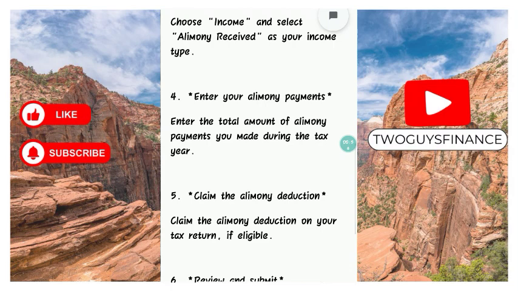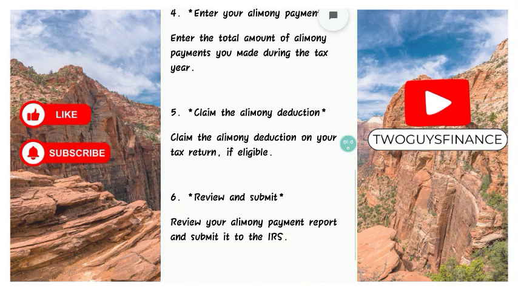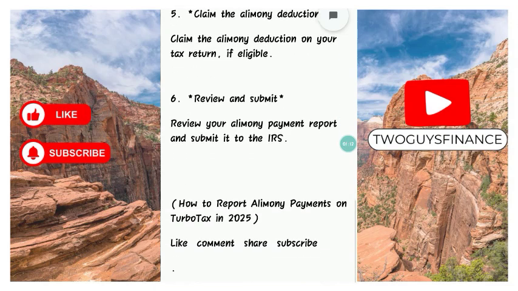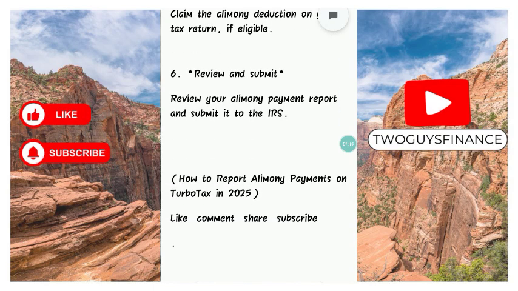And once you have that in, you can go ahead and claim alimony deductions on your tax returns if it's eligible. Once that's done, you can go ahead and review your alimony payment report just to make sure that everything is accurate. And if it is, go ahead and submit it to the IRS, and they're going to take it from there. So yeah, that's pretty much it on how to report alimony payments on Turbotax in 2025.